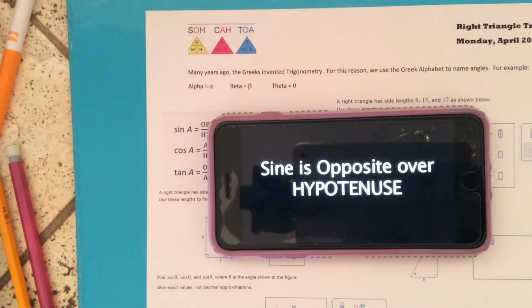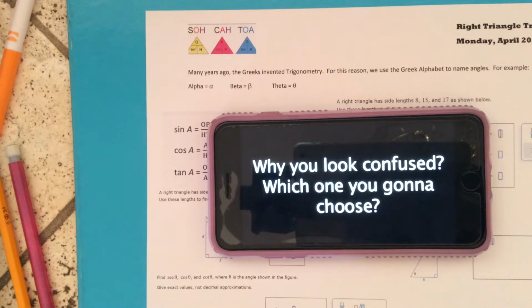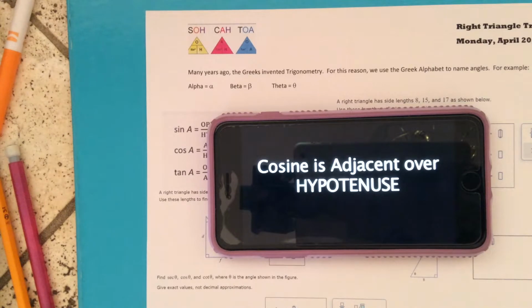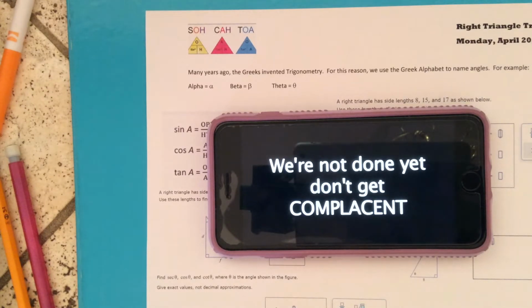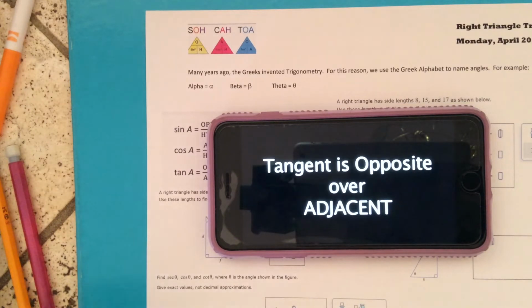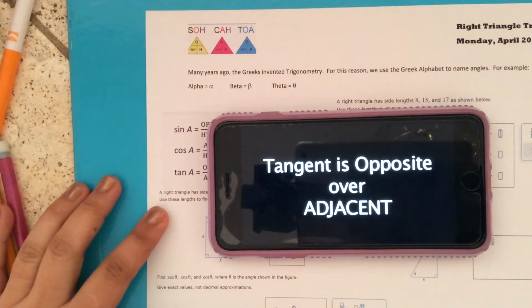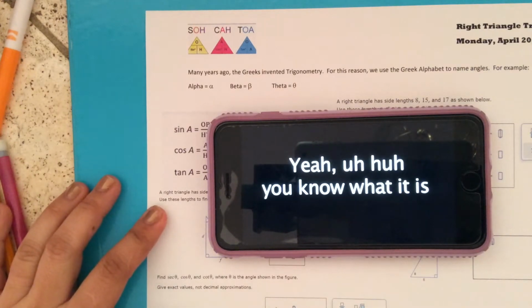Sine is opposite over hypotenuse. Why you look confused? Which one you gonna choose? Cosine's adjacent over hypotenuse. We're not done yet, don't get complacent. Tangent is opposite over adjacent. Yeah, you know what it is.